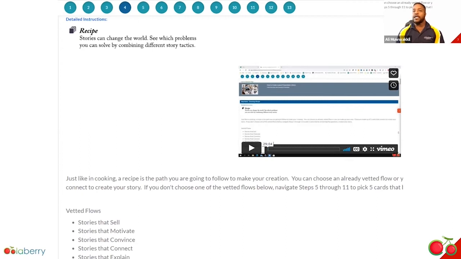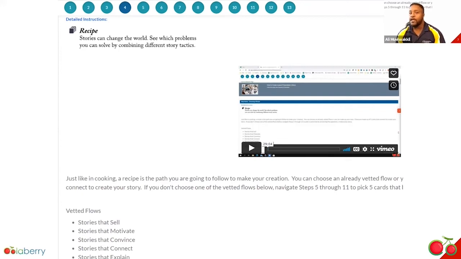Let's move on down here where you see the vetted flows. Now, vetted flow is basically, you start off with the recipe, okay? Your story is your recipe, all right? Remember I told you I was gonna give you all of the components of the story that I used. So now you can take that recipe, dissect that recipe, figure out how to get not the same recipe, a similar recipe, onto your project, okay? And that's what the goal here is. So stories can change the world. See which problems you can solve by combining different story tactics, all right?